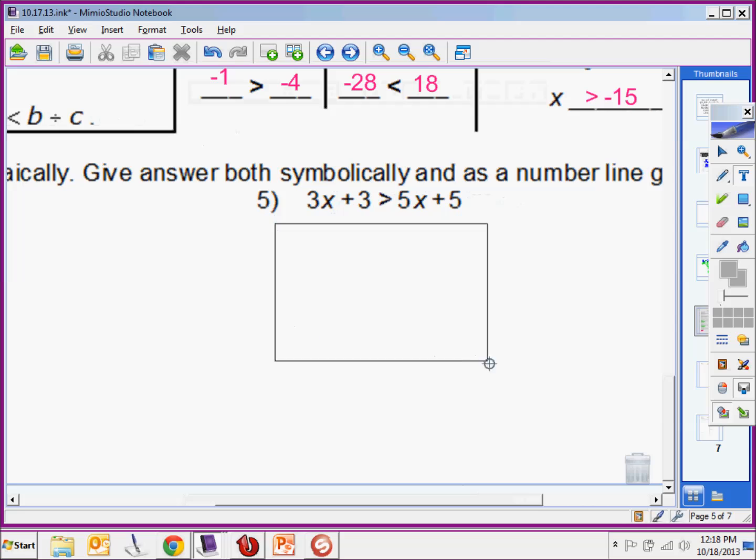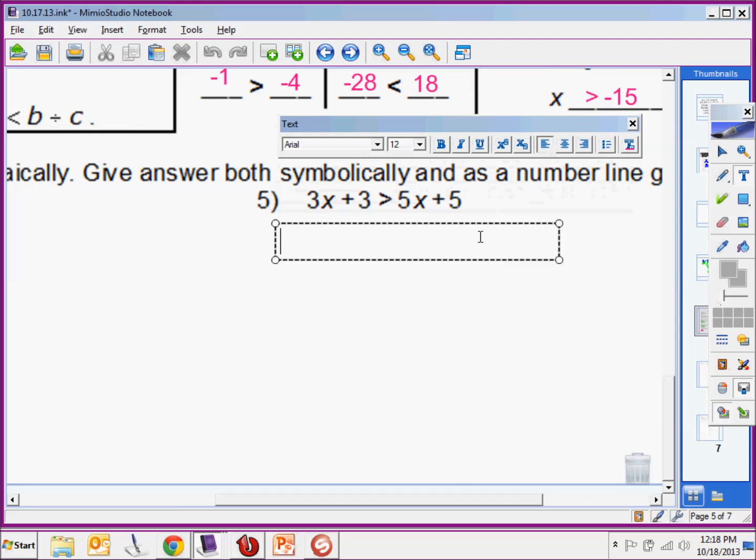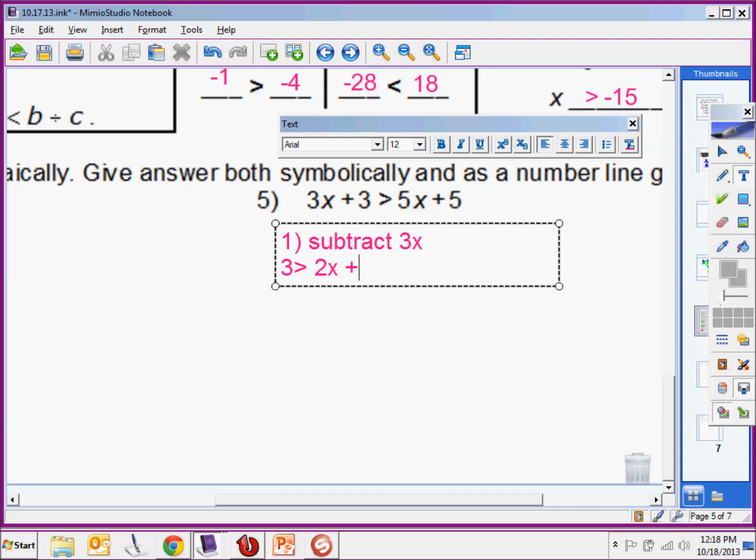Over here, step 1 would be what? Subtract the x's. Essentially, we're combining like terms. So we're going to subtract 3x. And when I subtract 3x, what do I end up with? 2x. So I have 3 is greater than 2x plus 5. Now what do I do? Subtract the 5 from both sides.